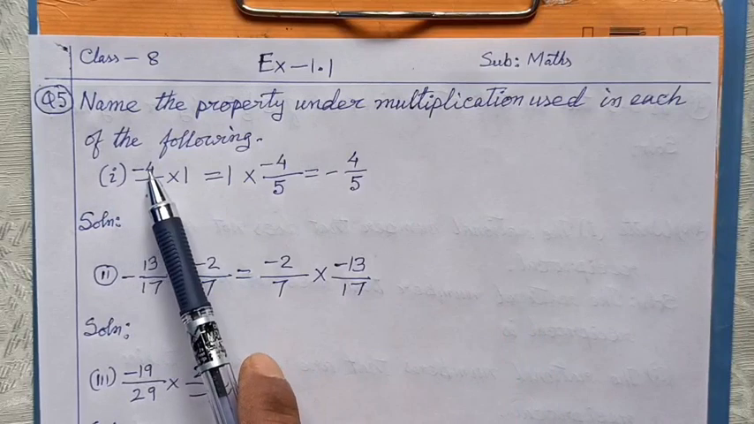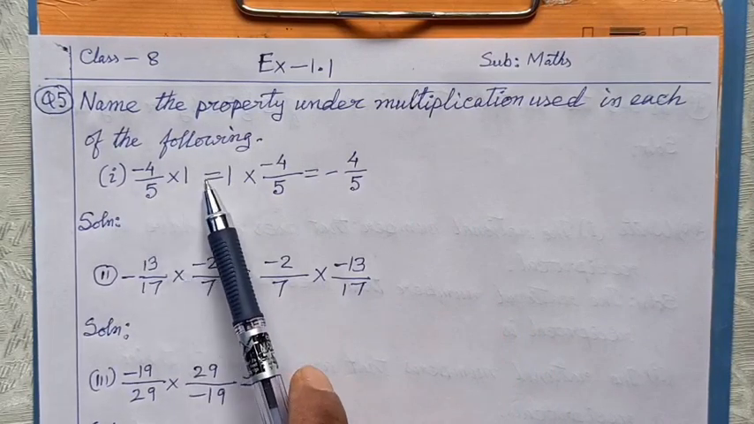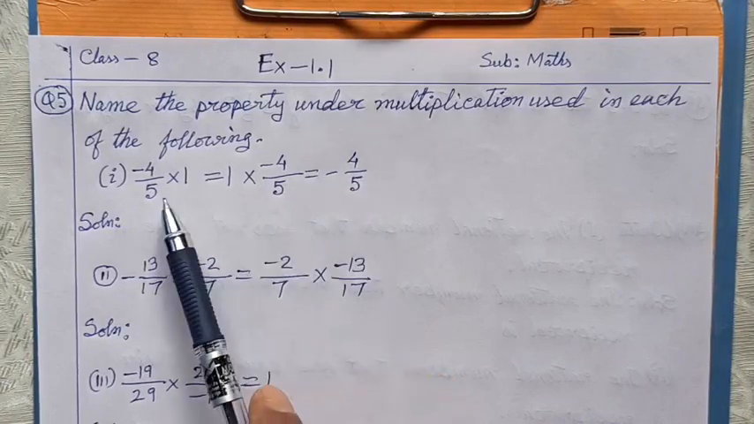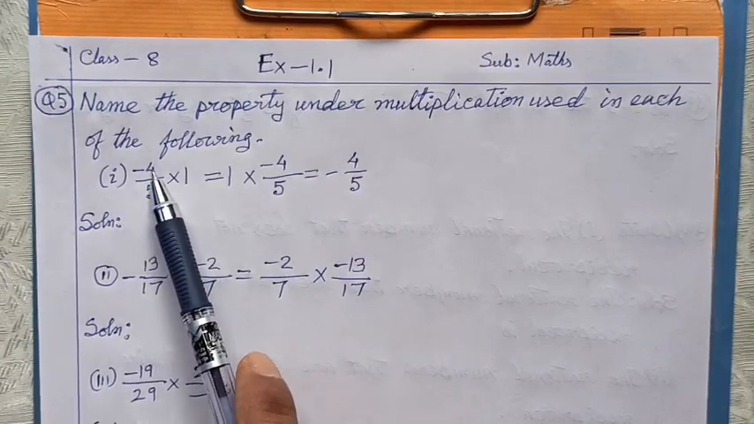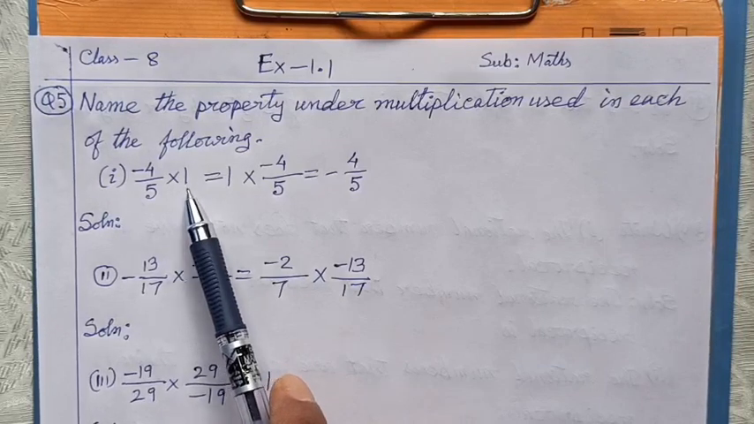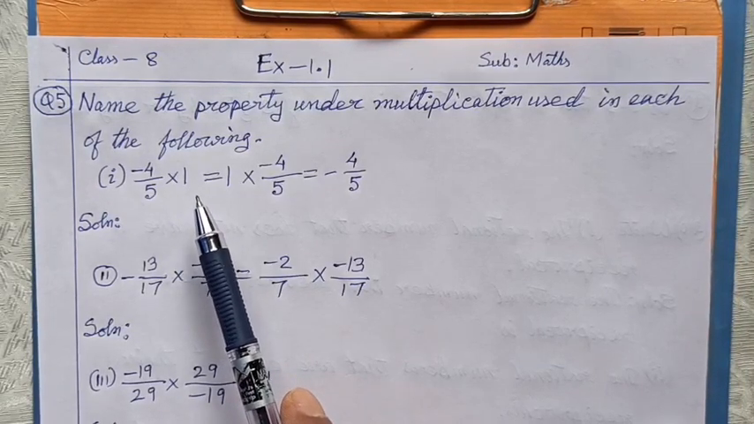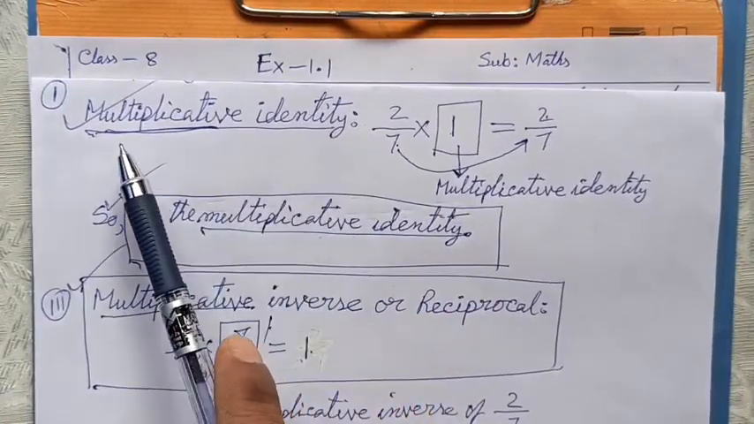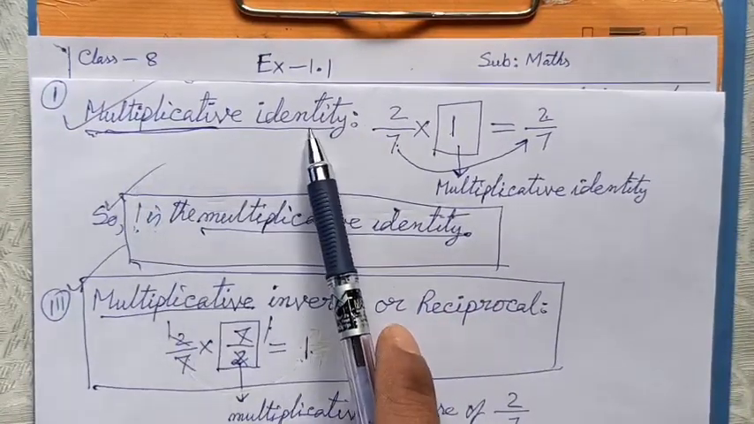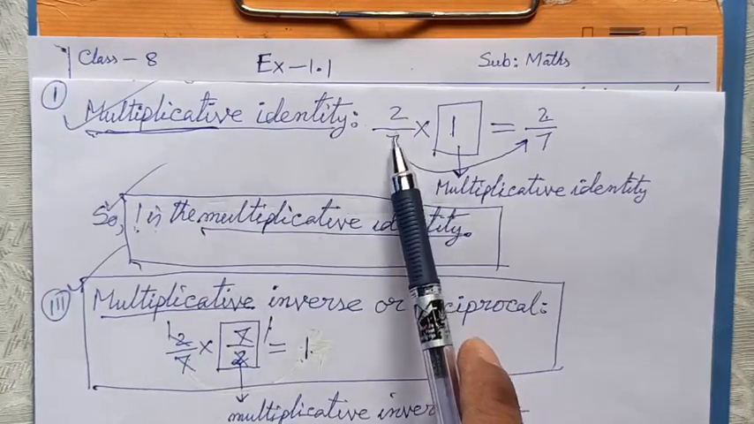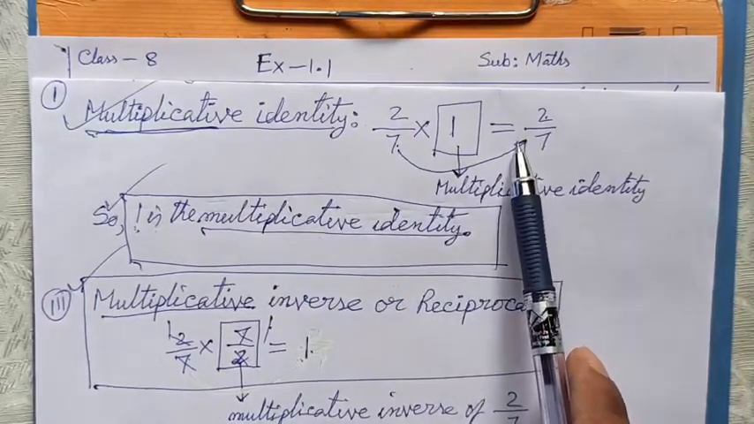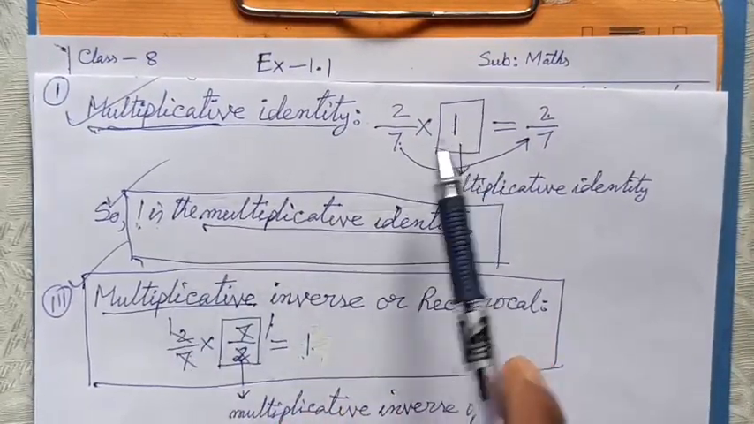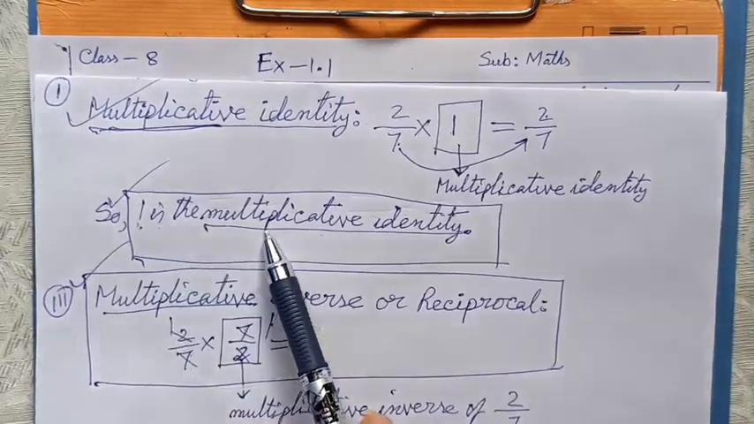Roman number 1. Minus 4 by 5 into 1 is equal to 1 into minus 4 by 5 is equal to minus 4 by 5. Here 1 is being multiplied with minus 4 by 5. So if we remind ourselves of this property, here the property used is multiplicative identity. In multiplicative identity, 2 by 7 into 1 is equal to 2 by 7. Here we are multiplying by 1, so 1 is called the multiplicative identity.